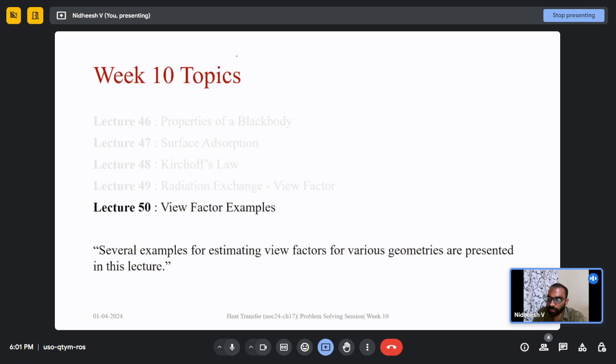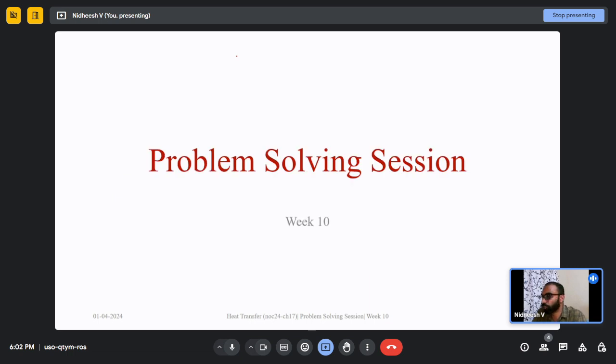In the last lecture for week 10, lecture 50, several examples for estimating view factors for various geometries were presented. These were the 5 lectures we had on radiative heat transfer this week, and now we will discuss about 5 problems pertaining to these topics. Before beginning this session, it is expected that everyone has gone through these 5 lectures, and with that we will begin the problem solving session for week 10.